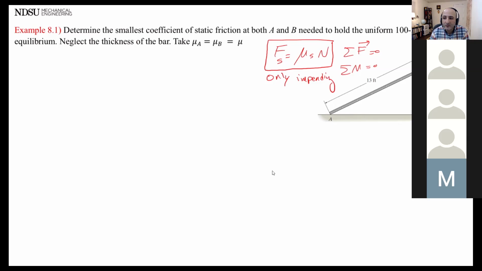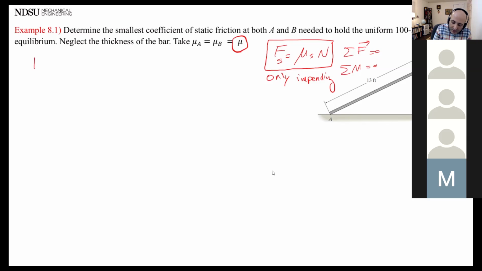Okay. All right. So it wants to figure out what is the smallest. It can be bigger, but there's a smallest amount of coefficient of friction that should be there in order to hold this bar where it is. If it's less than that, it starts sliding down, right? If it's more than that, it doesn't matter, it's going to stay. So we need that smallest.